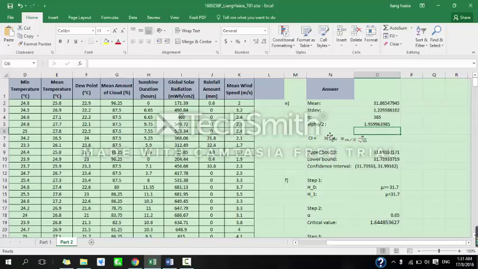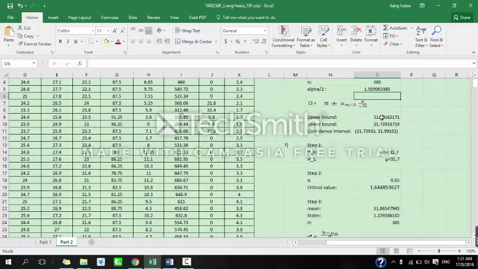Then we will be using this formula to find the confidence interval. First is the upper bound, 31.99, the lower bound 31.74, and then we put the data in this way.